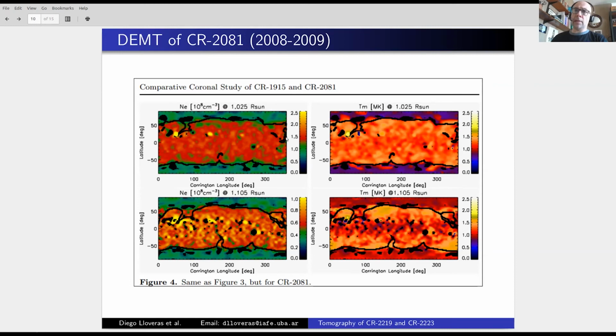These are maps of density at two different heights, 1.02 and 1.1 solar radii, and reconstructions of temperature at the same two heights. And again, the black lines are the boundaries of the coronal holes according to a three-dimensional magnetic model. So you can see here, for example, that the match between the structure recovered by tomography and the structure of the coronal holes of the model is even better than in the 2223 case that I just showed you.